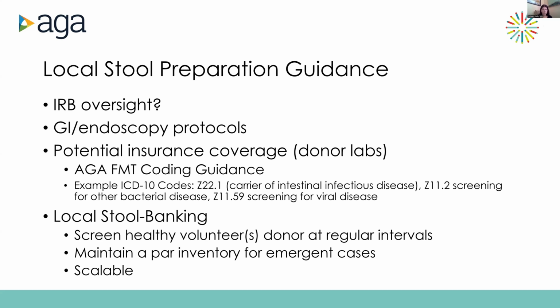As far as potential insurance coverage, this is just one hurdle we used to have with donor labs. AGA actually has this on their website. If you just Google AGA FMT coding guidance, use of screening codes, ICD-10 codes that you can use for donors comes up. These are just a couple of examples of screening codes that would potentially get that covered and at least enable the test to be run. Assuming the donor has some type of insurance, there may be co-pays. This is something you could discuss with the donors, but again, I can't see it being more than a couple of $100 and something that can be dealt with later.